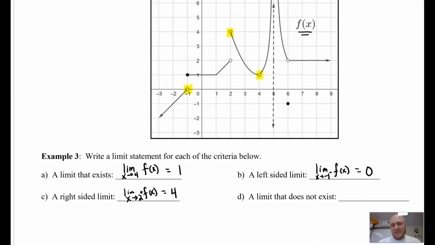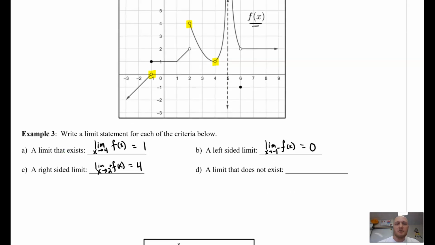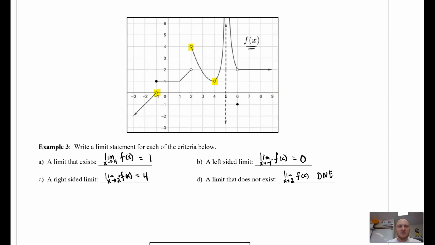All right, and lastly, a limit that does not exist. Okay, let's go ahead and let's just do 2. The limit of f of x as x approaches 2 does not exist. Okay. Another one that does not exist as well would be right here at 5. This limit does not exist.